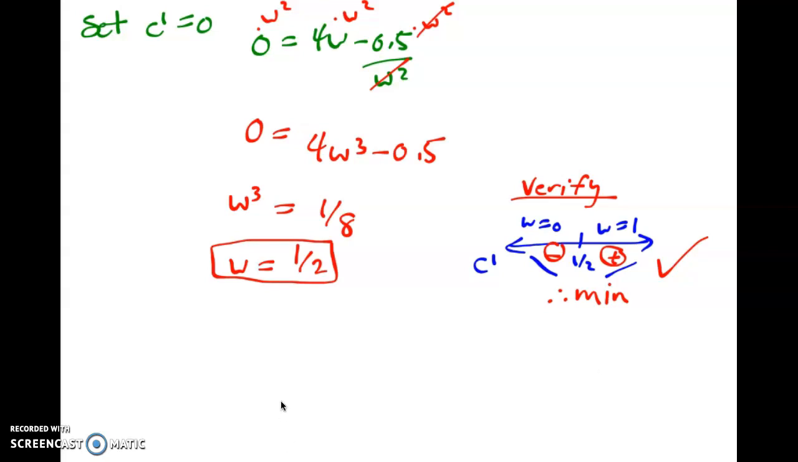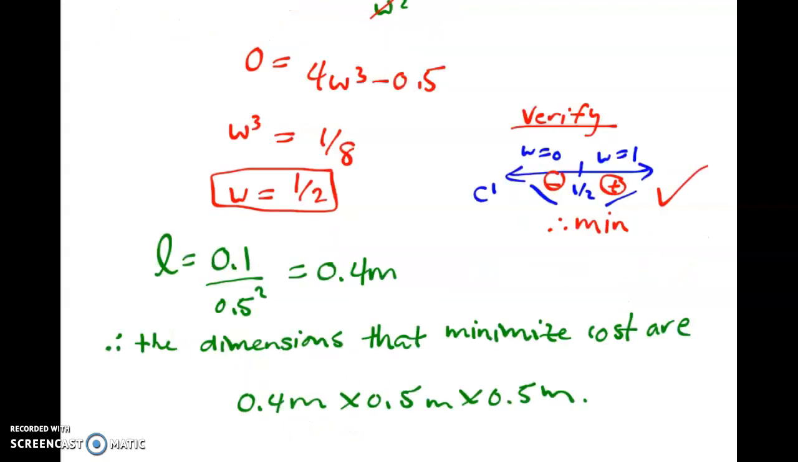which is what we wanted. So the last thing we have to do is we have to find the length, because that is what the question's asking us for. It was asking us for the dimensions. So to find the length, we go back up to that equation where we isolated L, plug in 0.5, and we get that the length was 0.4 meters. And now we can write out our therefore statement. Therefore, the dimensions that minimize the material costs are 0.4 meters by 0.5 meters by 0.5 meters.